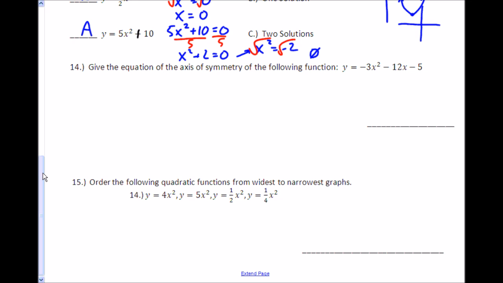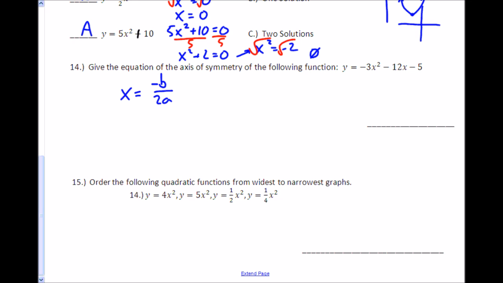This one says to give the equation of the axis of symmetry of the following function. So for this one, I want the equation of the axis of symmetry. Remember, the axis of symmetry is always x equals the x value from our vertex, which we find by doing the opposite of b over 2a.